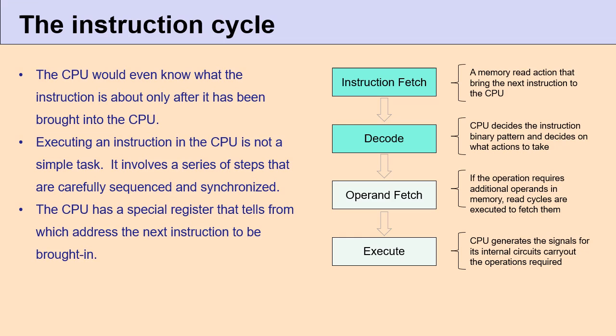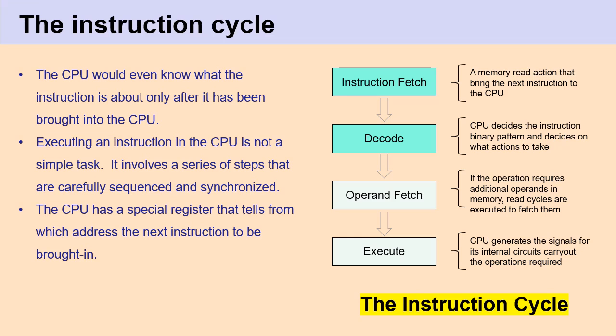So likewise, the execution of an instruction has 4 different components. Now these 4 components have to be repeated for each and every instruction that the CPU is going to execute. First, it has to fetch the instruction, then decode the instruction, then fetch any operands that are required, and then finally execute the instruction. So these 4 steps, which are repeated for every instruction, are called the instruction cycle. It's called a cycle because it repeats for every instruction.